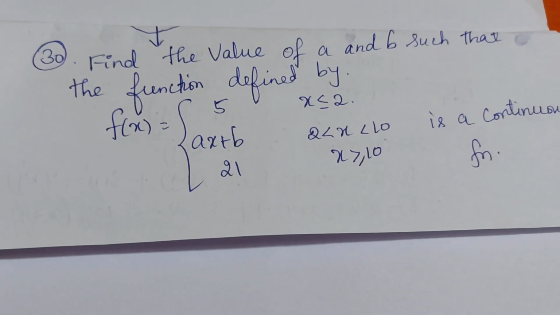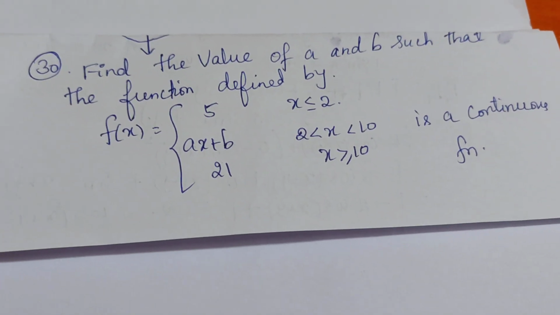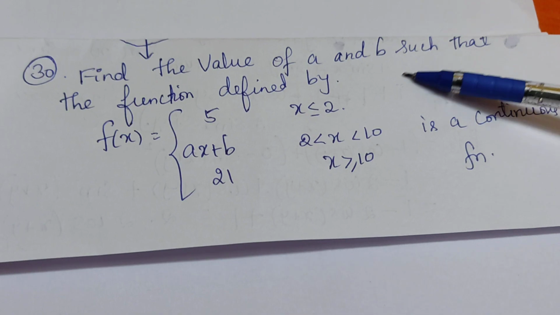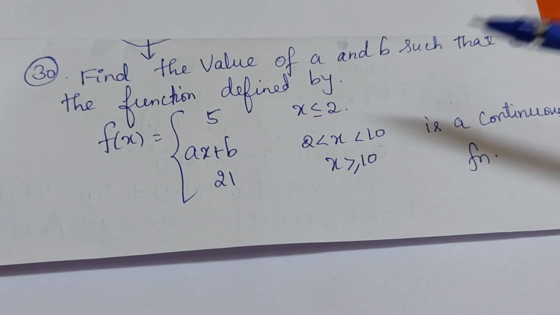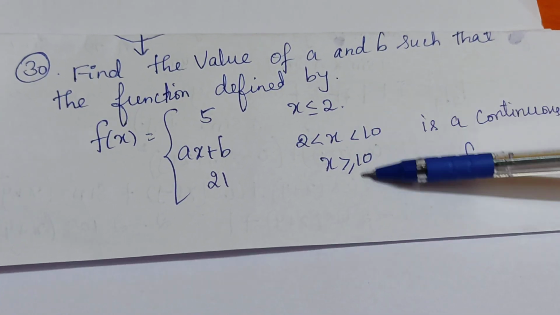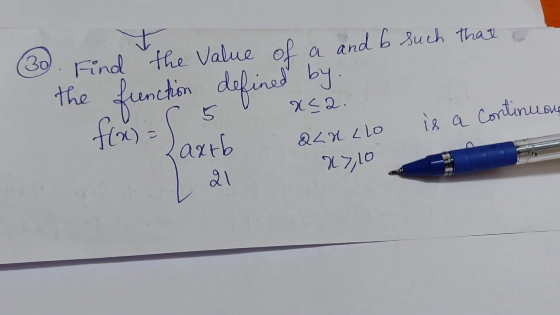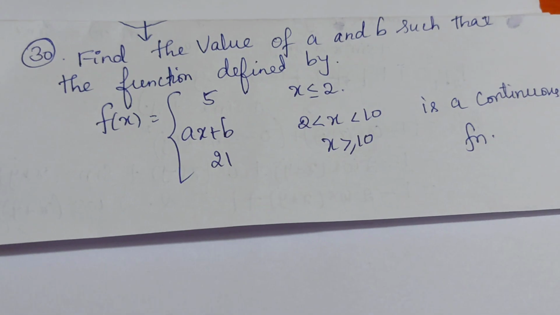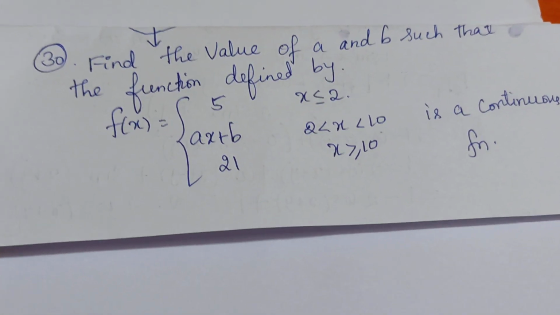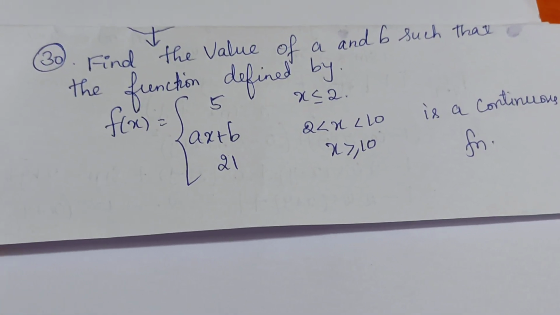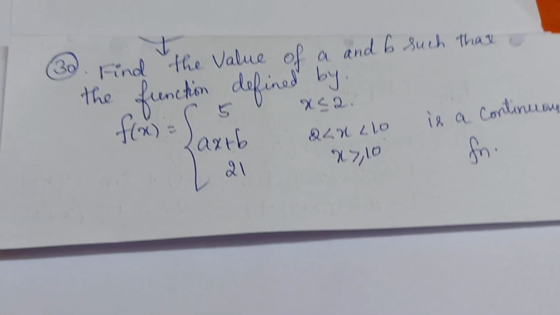Now we will discuss problem number 30. Here they are asking us to find the values of a and b such that the function defined like this, in segments, is continuous. Okay, it's a continuous function. So we need to find the right values for a and b such that the function is continuous.